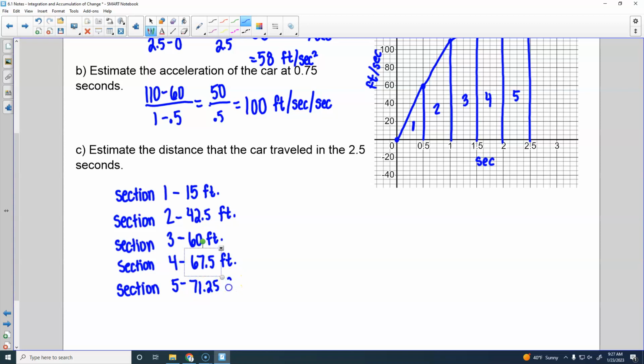Okay, I'm not double checking all of these, but they seem reasonable because they should be getting larger, right? So I'm going to trust that you guys found that area correctly. So if we add all of those together, 15 plus 42.5 plus 60 plus 67.5 plus 71, we will get 256.25 feet. So I split up the labor on that because we had 5 different sections we had to find the area of, which took a little bit longer if we all did it, but this would be our estimate.